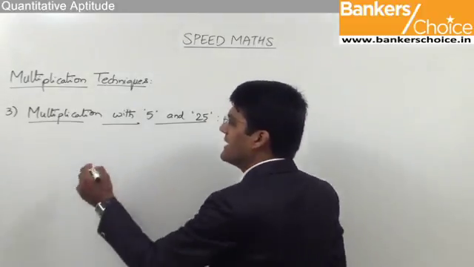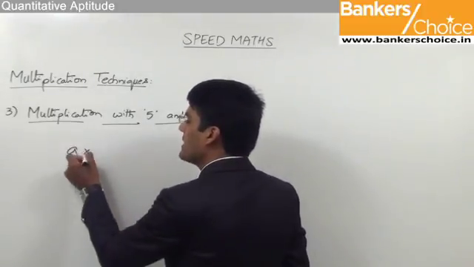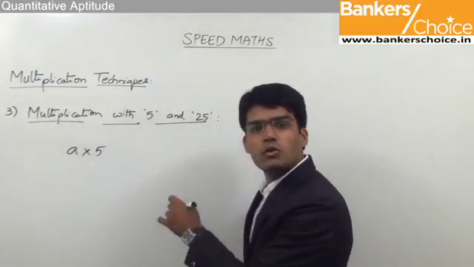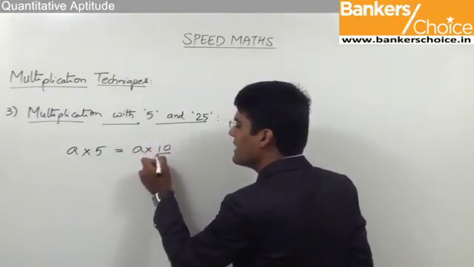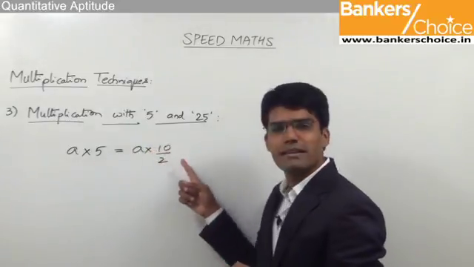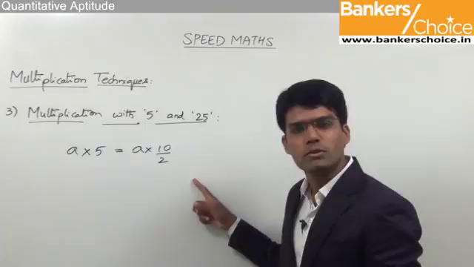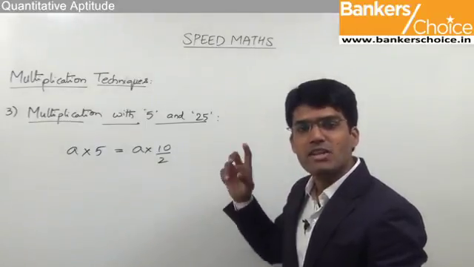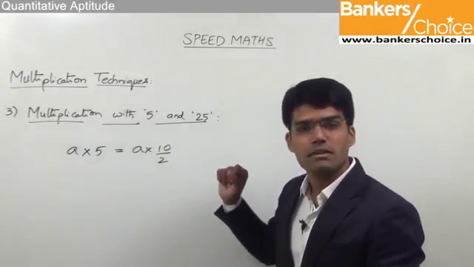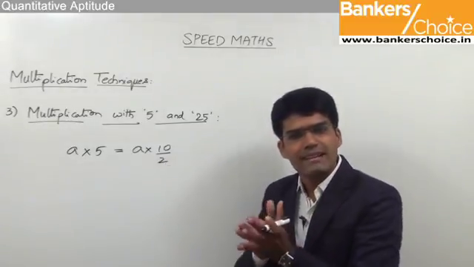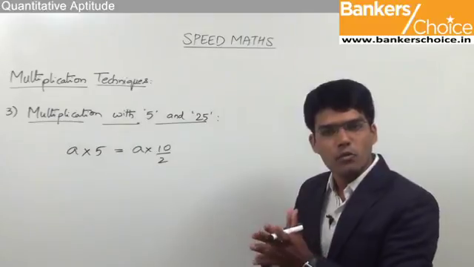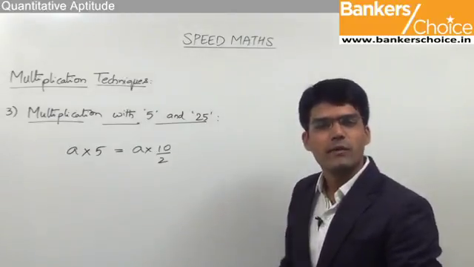Let us assume that there is a number A which has to be multiplied with 5. A into 5. Now this 5 here can be taken as 10 by 2. 5 here is nothing but 10 by 2. 5 is equal to 10 by 2. So the point here is we are changing the way we look at the number. 5 is not 5 for us. It is equal to 10 by 2. So that's again like splitting the given number. We are breaking 5 as 10 divided by 2.